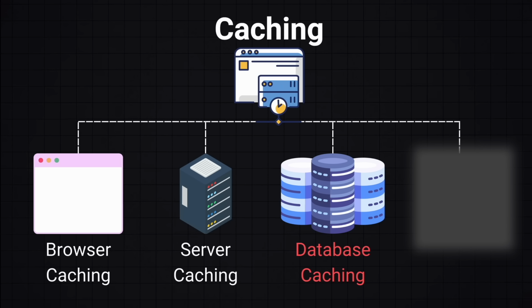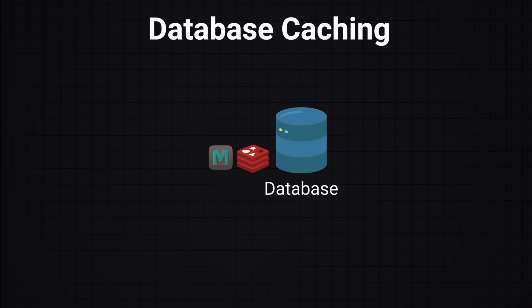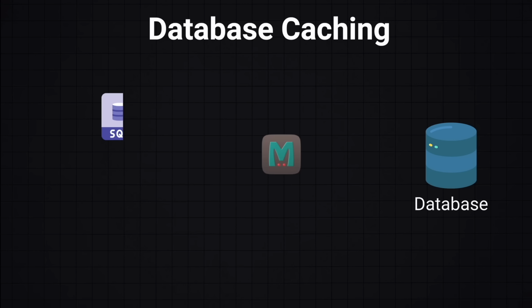Database caching is another crucial aspect, and it refers to the practice of caching database query results to improve the performance of database-driven applications. It is often done either within the database system itself or via an external caching layer like Redis or Memcache. When a query is made, we first check the cache to see if the result of that query has been stored. If it is, we return the cached data, avoiding the need to execute the query against the database.